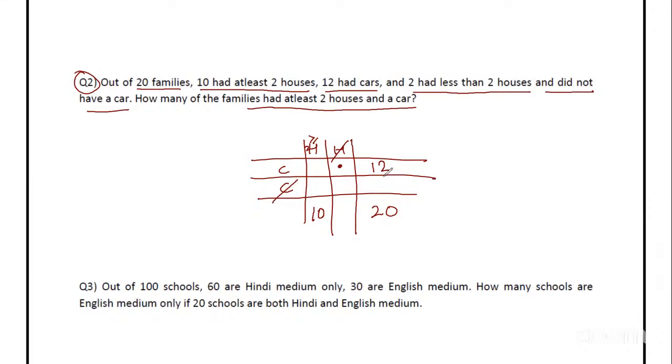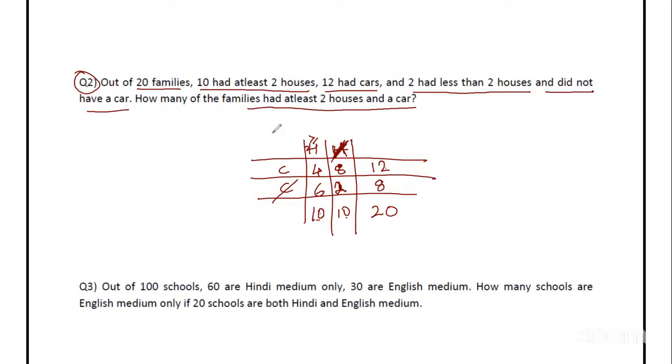And two had less than two houses and did not have a car. So less than two houses meaning this portion out here, this column, not having houses and not having a car. So this is your two out here. This is two. Okay. Now if this is 12, this is 8. This is 10 because 10 and 10, 20. Now if this is 8, this is 2, then this is 6. And if this is 10 and 6, then this is 4. And once you got this as 4, then this is 8. And you have filled in your blocks.